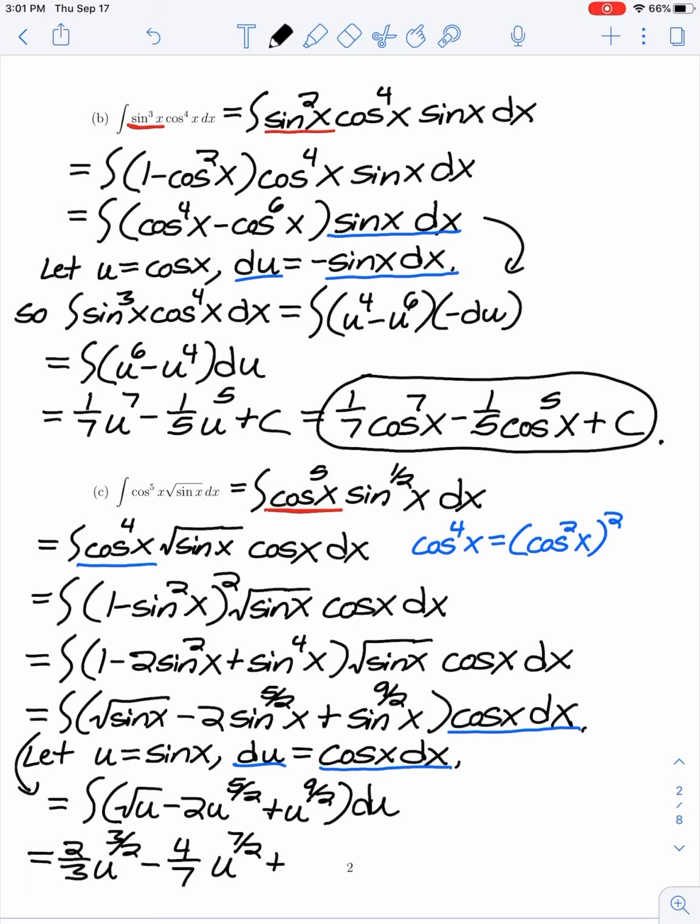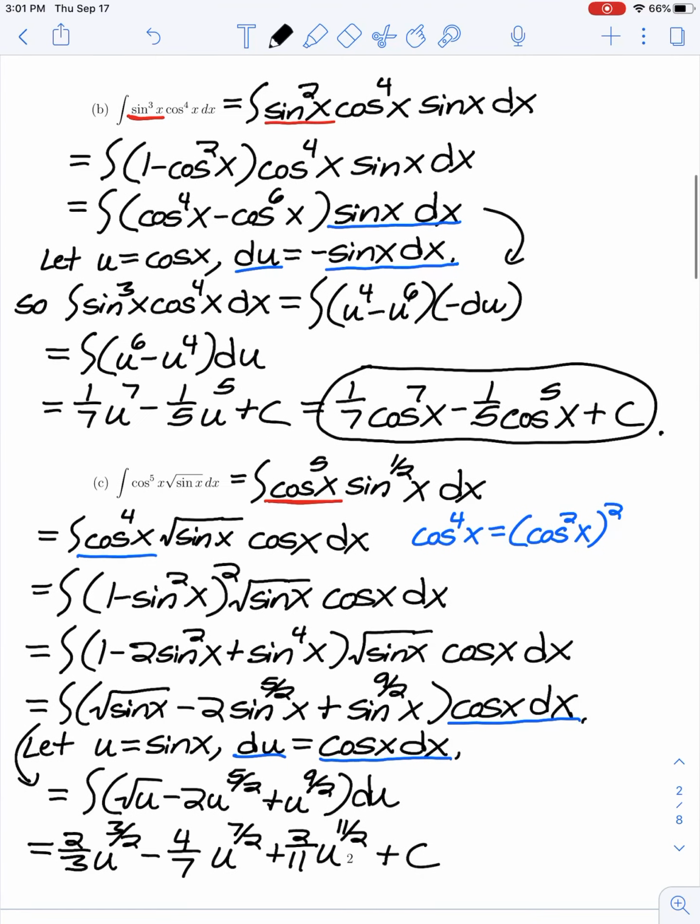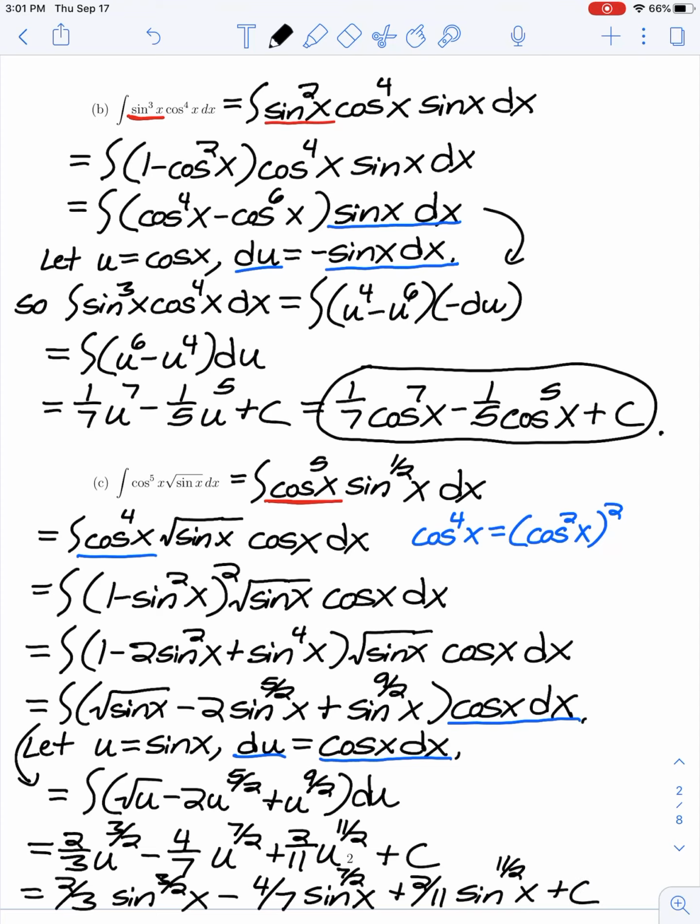And then we are adding the antiderivative of u to the 9/2, which would be u to the 11/2 divided by 11/2, which gives us a 2/11. And then we could add an arbitrary constant since this was an indefinite integral. So for our final answer, we want to express our answer in terms of x. So let's take u, which was sine x, and substitute it back in. So here I'll have 2/3 sine x to the 3/2 power minus 4/7 sine x to the 7/2 power plus 2/11 sine x to the 11/2 power plus an arbitrary constant c.